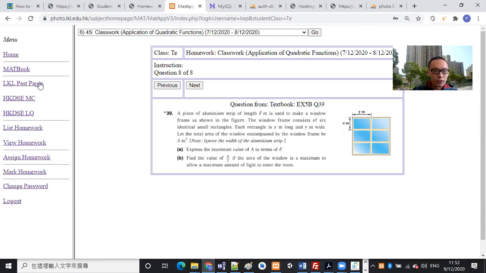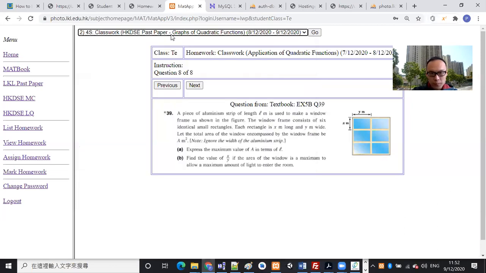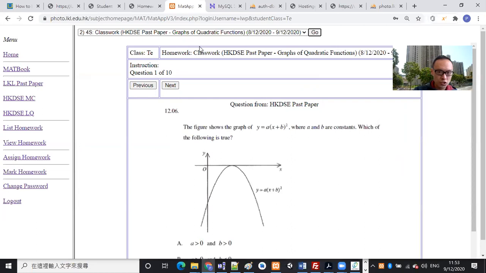Okay, if there are no more problems with these application problems, then let's go to the next classwork. So that is the classwork of DSE past paper about the graphs of quadratic functions.